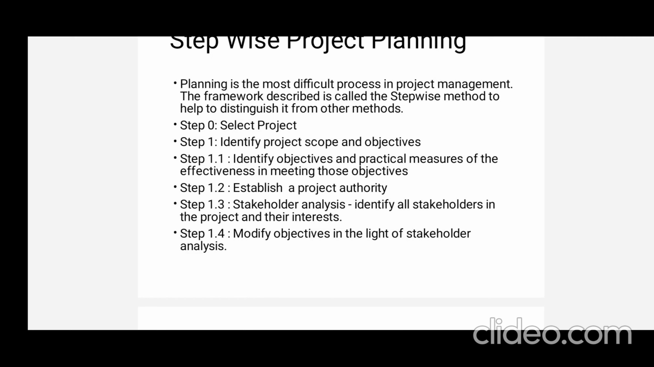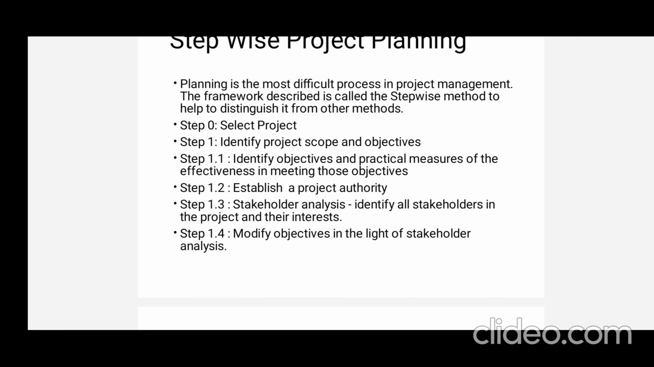The sub-steps of step 1 begin with step 1.1. Here we identify objectives and practical measures of effectiveness in meeting those objectives. Then step 1.2 is the establishment of a project authority. Step 1.3 is the stakeholder analysis: identify all stakeholders in the project and their interests. Step 1.4 is modify objectives in light of the stakeholder analysis.